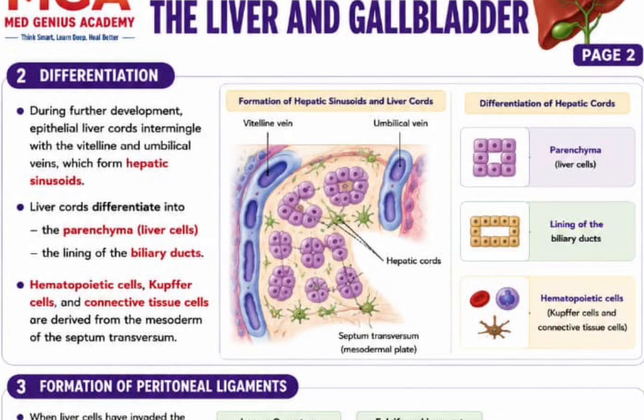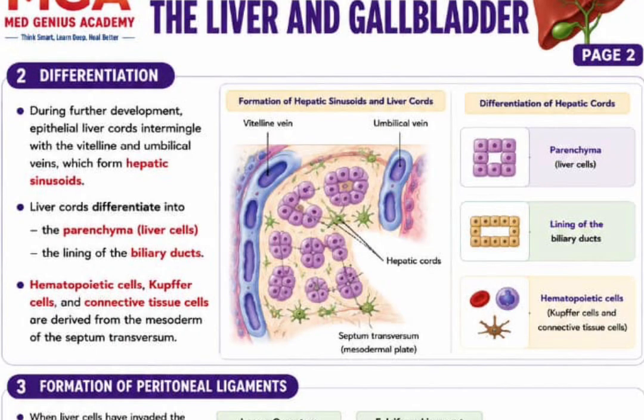So if they ask you how the hepatic sinusoid is formed, it is the endodermal proliferation which forms the what? Liver cord, and that liver cord mixes with the vitelline and the hepatic what? Vein, forming the hepatic what? Sinusoid.